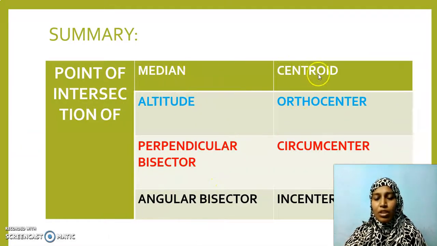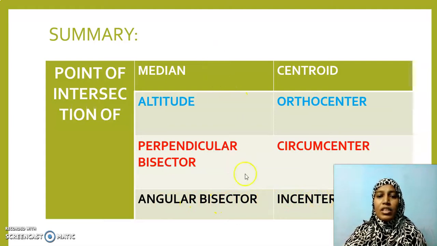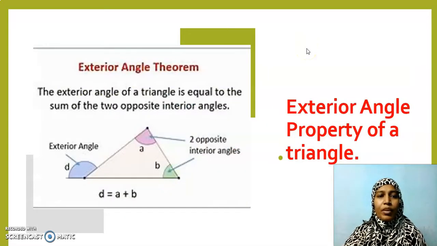All the medians meet at the point centroid. Altitudes meet at orthocenter. Perpendicular bisectors meet at circumcenter. Angular bisectors meet at incenter. All these four are lines, whereas centroid, orthocenter, circumcenter and incenter are points. Is it clear? Okay.